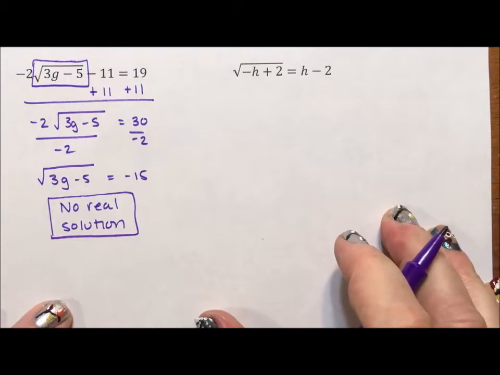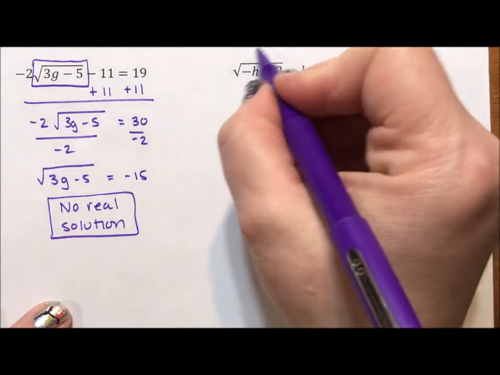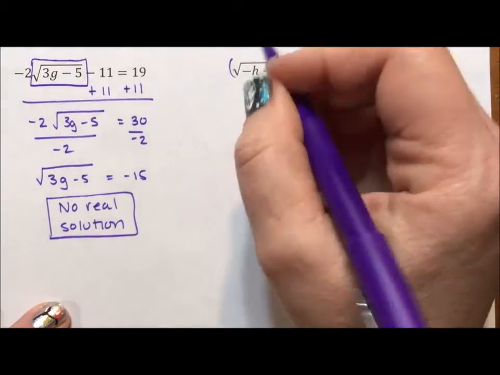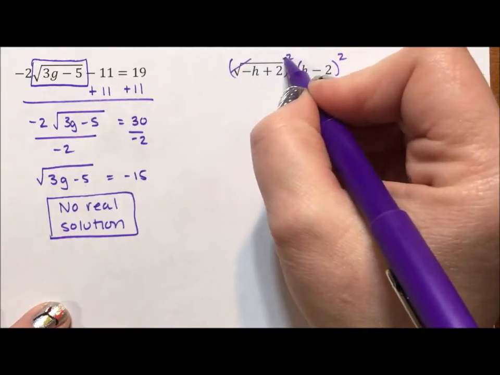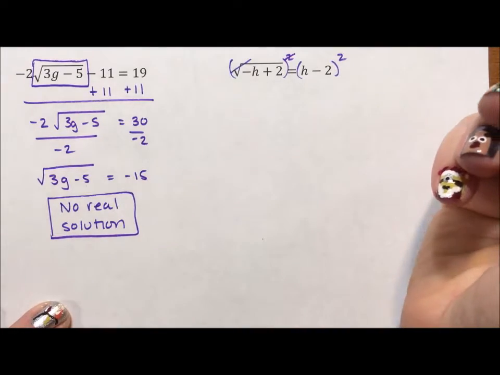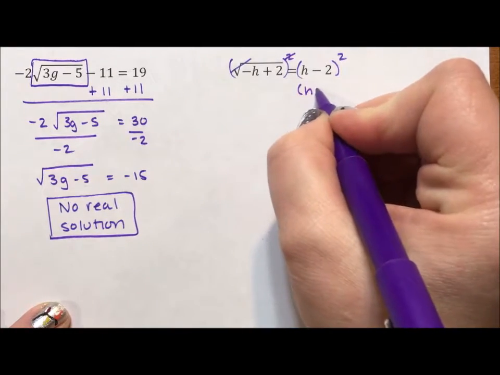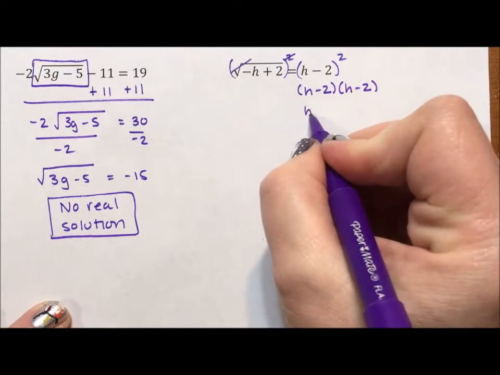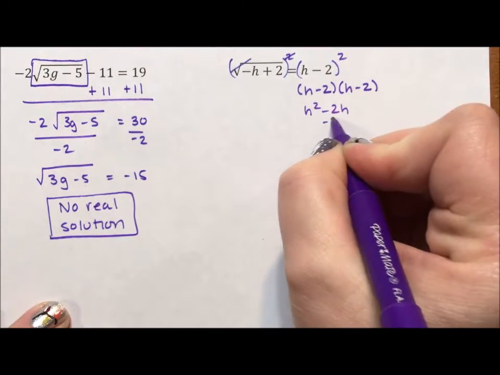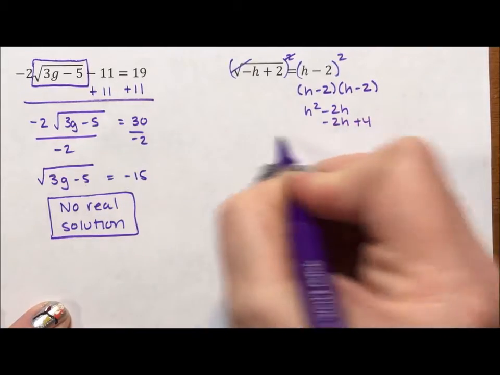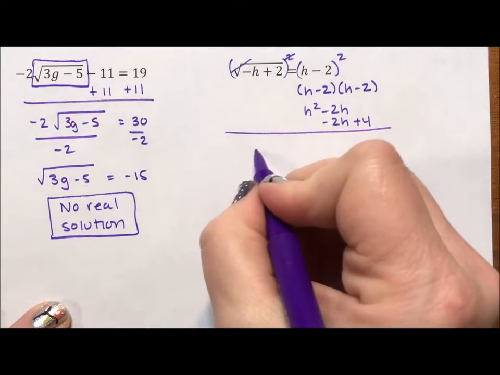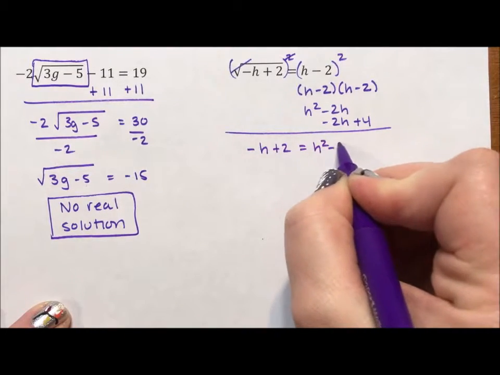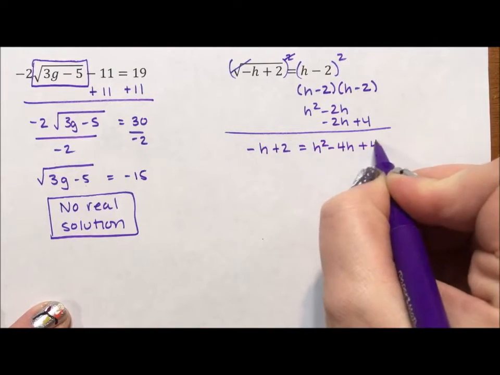All right, for the next one, if I want to square both sides, on the left-hand side, the radical and the square are inverses, so they undo each other. But this h minus 2 is really h minus 2 times h minus 2. So this is h squared minus 2h minus 2h plus 4. So suddenly I have negative h plus 2 equals h squared minus 4h plus 4.